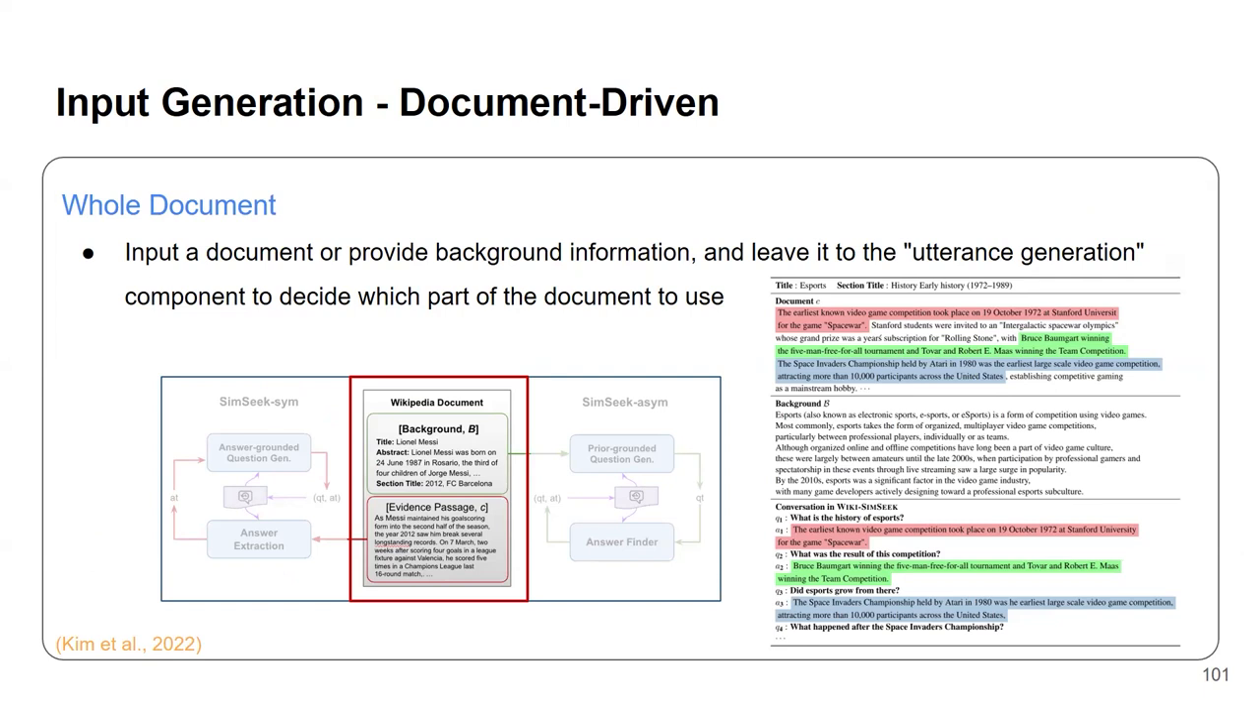Another method is that the whole document is considered as the input for generating the conversation, for generating the utterance. So here the whole document is considered as the seed, and the utterance generation will decide which part of the document can be used for generating this step. But the experimental results show that the utterance generation also follows the flow of the document. We can see in this example that the first question is generated from the upper part of the document, the second question from the middle part, and the last question is from the last part of the document.